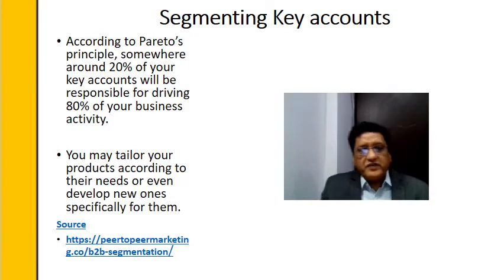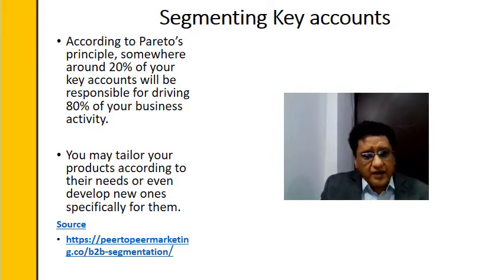So the first way of segmenting B2B market is by segmenting key accounts, segregating key accounts from normal accounts. And in this, the Pareto principle, which is also called the 80-20 principle, is very important. In most B2B cases, 20% would amount to only a handful of customers. But these 20% accounts, which are called key accounts, they are responsible for driving 80% of the business revenue.